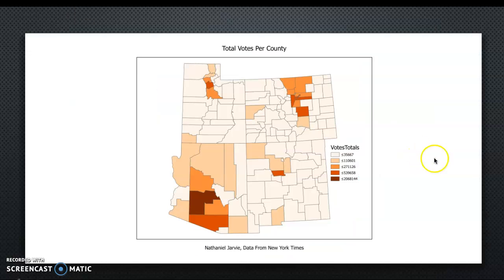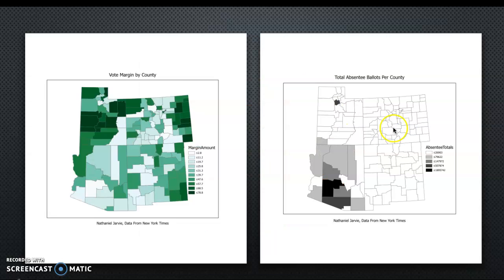And so here is the total votes per county. This is for 2020. And so you can see there's a lot of votes here, Salt Lake City, a lot of votes coming out of Phoenix and Tucson down in Arizona, a lot coming out of Albuquerque, and a lot coming out of Denver and its surrounding areas.